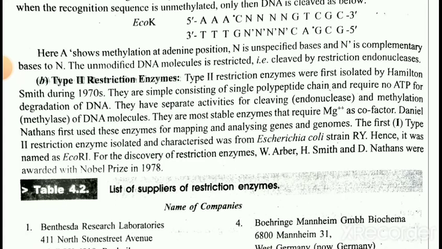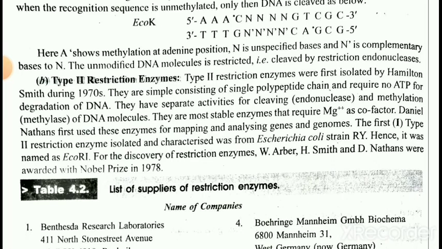B. Type 2 restriction enzymes. Type 2 restriction enzymes were first isolated by Hamilton Smith during the 1970s. They are simple, consisting of a single polypeptide chain, and require no ATP for degradation of DNA. They have separate activities for cleaving, endonuclease, and methylation, methylase, of DNA molecules. They are the most stable enzymes and require Mg2+ as cofactor. Daniel Nathans first used these enzymes for mapping and analyzing genes and genomes.